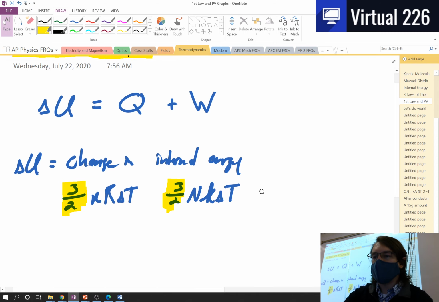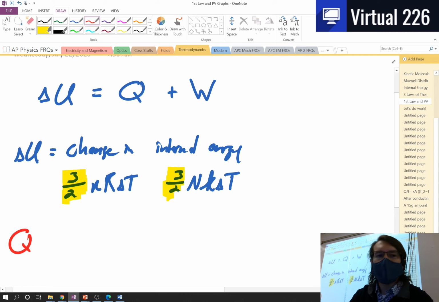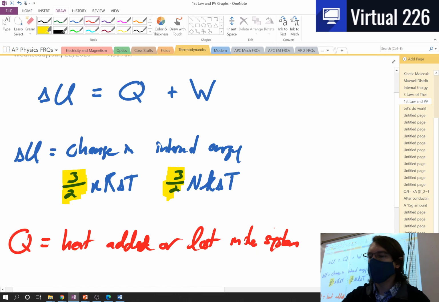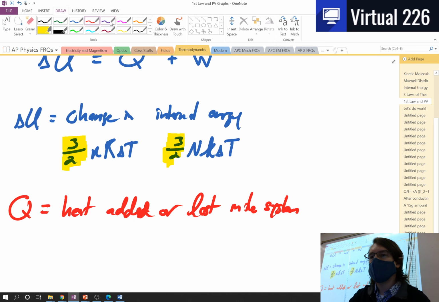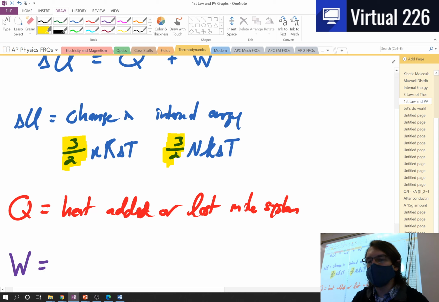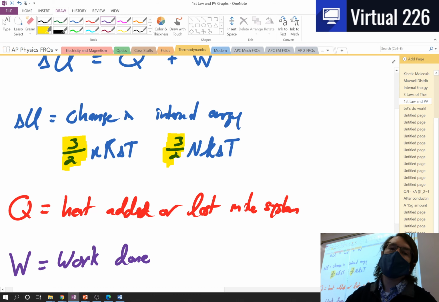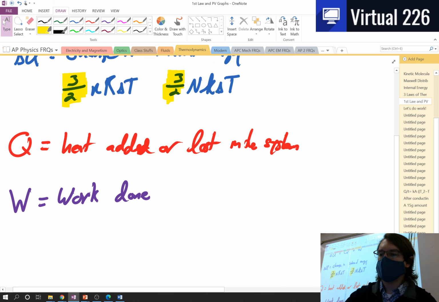Our Q value here, Q is some amount of heat added or taken away from the system. So it's just heat added or lost in the system or to the system. And then our last term here, this W, it simply means work, and it is work either done onto the system, or it is work done by the system. Okay?